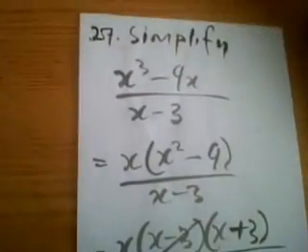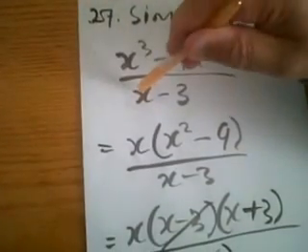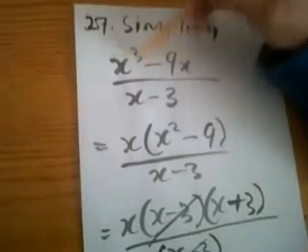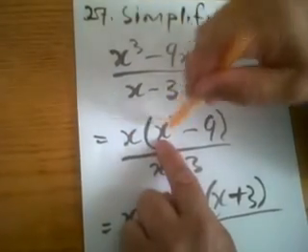Simplify: x to the power 3 minus 9x, divided by x minus 3. You must simplify that. Now first you look at what is common here. I can get the x out of here. Can you see? So I put it in front of a bracket, and then I'm left with x squared minus 9.